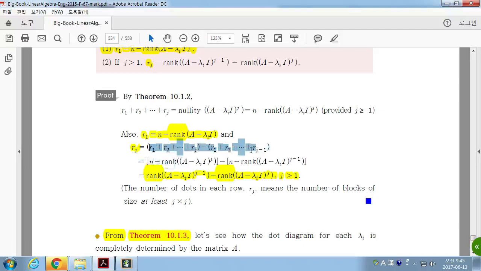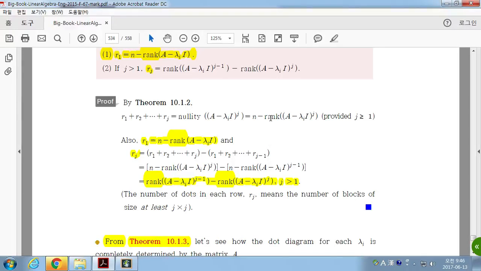So this can be written as this, because this is just part of the first part of this. This can be written as n minus the length of this minus n minus the length of this. Okay? Yeah, I see. That's right. This is correct. The n's are cancelled, and the minus makes this come here as a plus sign, and minus the length of the j-th power comes here. This gives the second part of it. So the number of dots in each row, Rj, here means the number of blocks of size at least j times j.